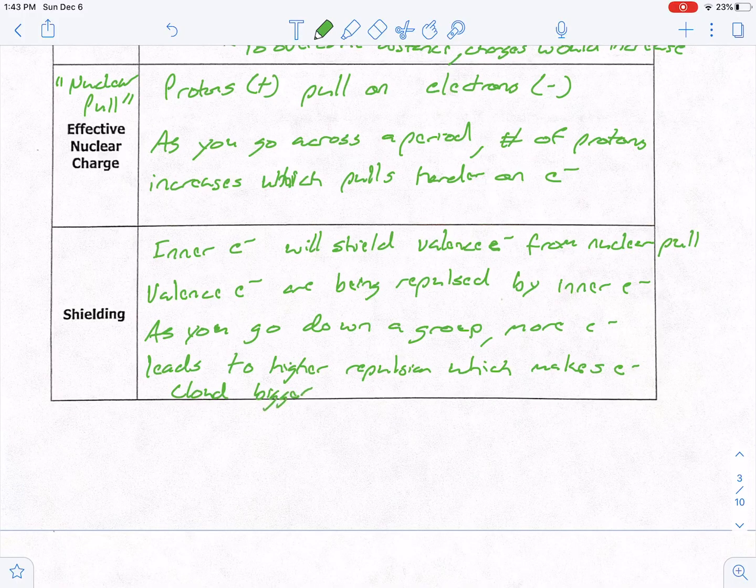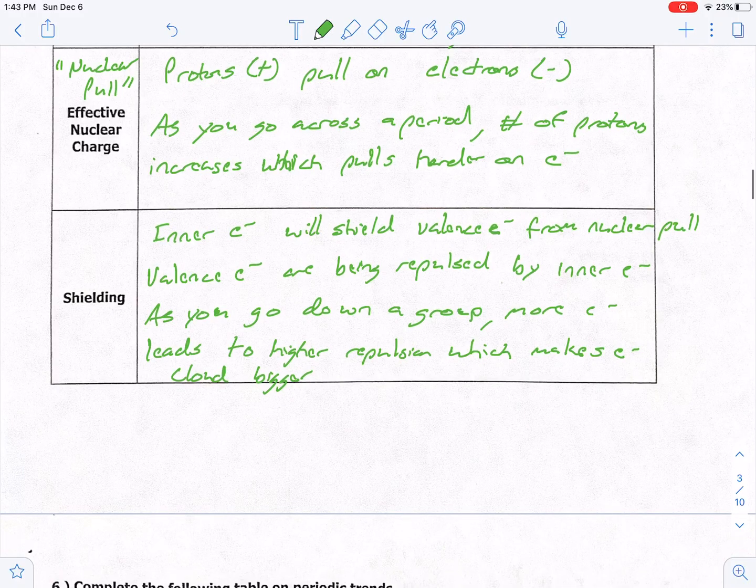Okay, so as we're going down a group, we're adding more and more electrons, more and more energy levels, and those electrons are pushing further on each other, so it's making our electron cloud go out further, which makes the size of our atom bigger.